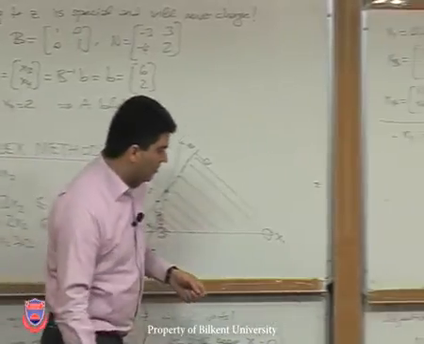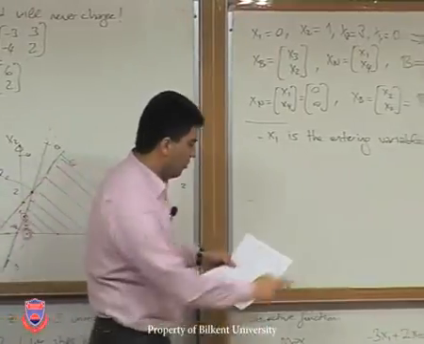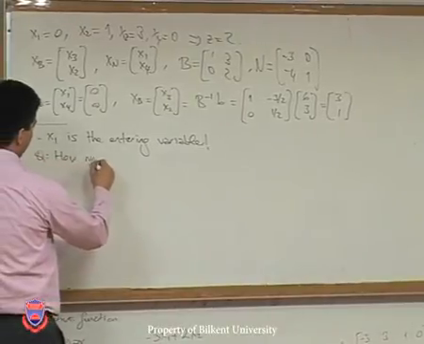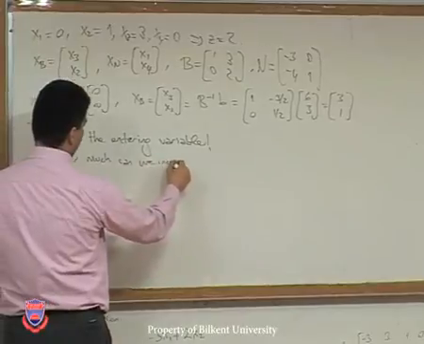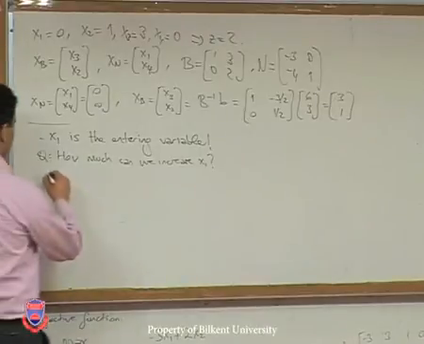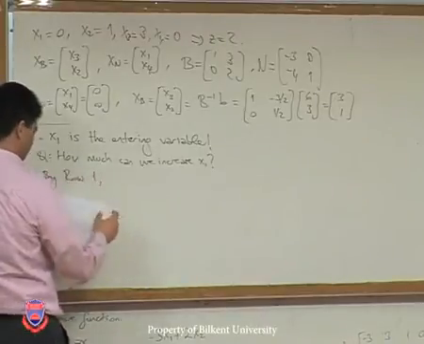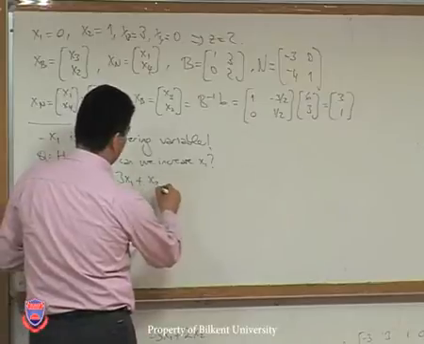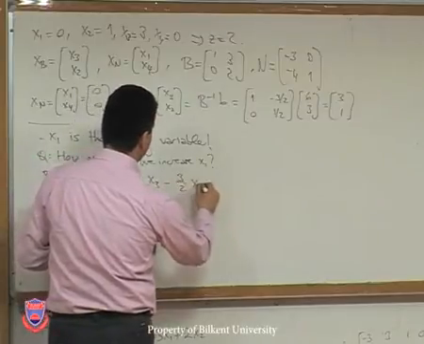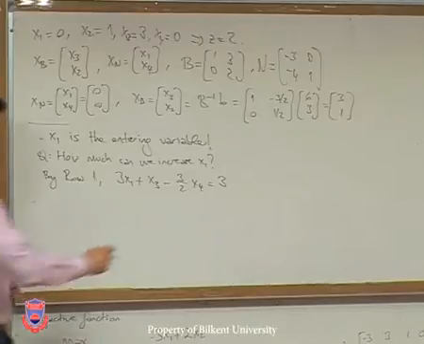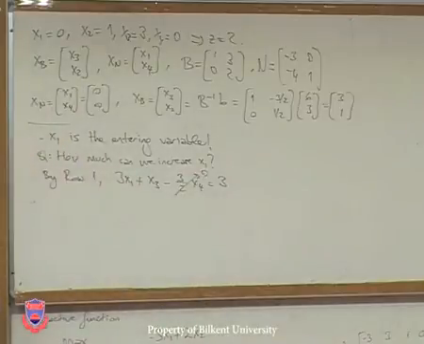Okay? So once again, let me just go back to my first row in the second solution. So the question is, how much can we increase? Well, if I look at row 1, so by row 1, 3 times x1 plus x3 minus 3 over 2 x4 is equal to 3. Okay? And x4 is non-basic, so I'm going to still keep it at 0. So that doesn't change.